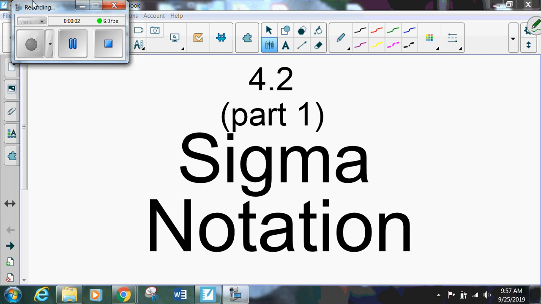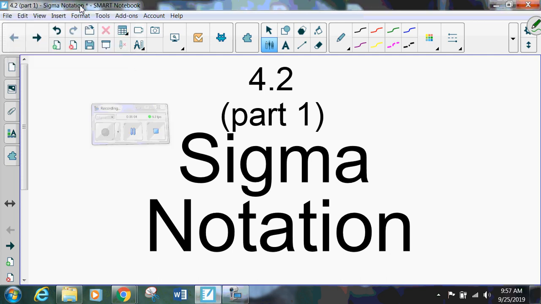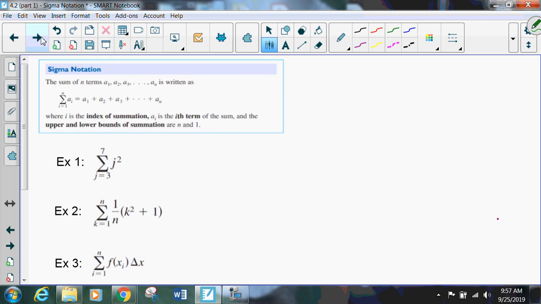Okay, here we go. 4.2, part 1, sigma notation. So let's look at sigma notation. We did this in honors pre-calc. Let's take a second look and remind ourselves that we're going to see the Greek letter sigma, and that indicates we're taking a sum. And we are going to know where we start.